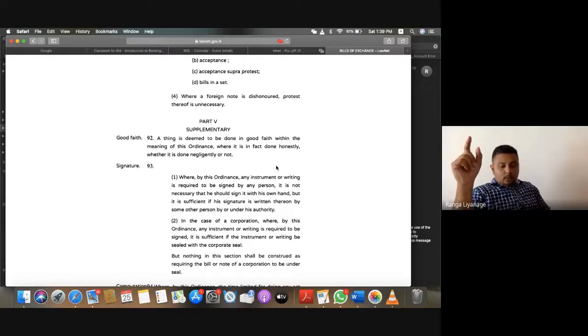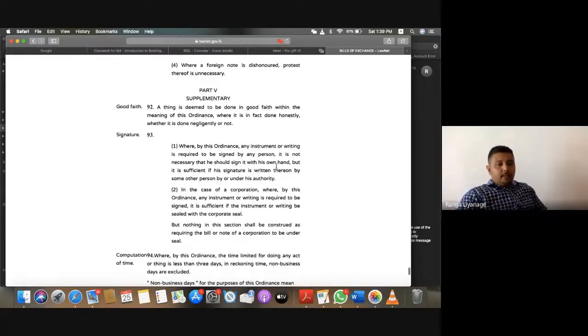So in the case of a corporation, where by the ordinance it's sufficient if the instrument or writing be sealed with the corporate seal, right?